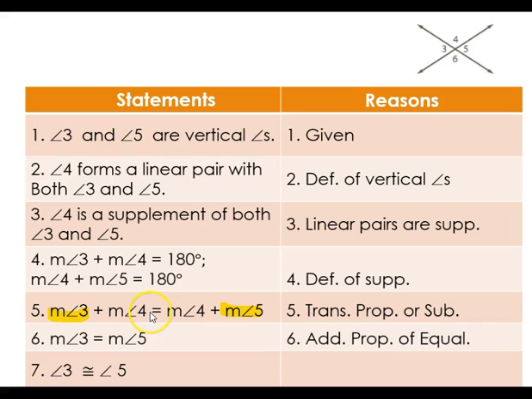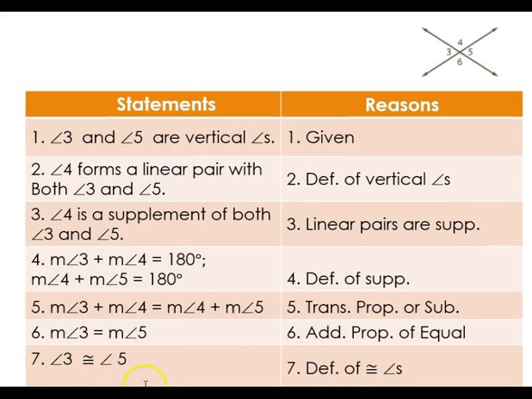What we've done is algebra, and we subtract the measure of angle 4 from both sides. Now we don't use the subtraction property, but we do use the addition property of equality. And that gives us the measure of angle 3 equals the measure of angle 5. And in our last step, we can state that angle 3 is congruent to angle 5. So we've stated equality, now we can state congruence, because of the definition of congruent angles.